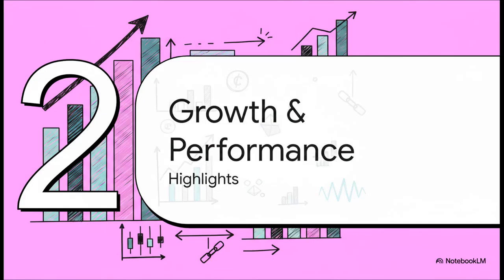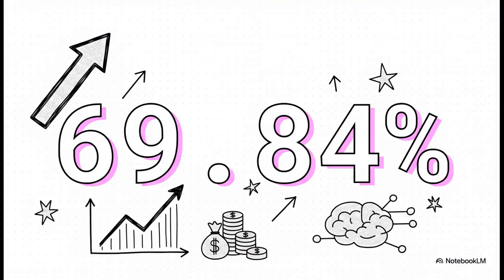Moving right along to Section 2, Growth and Performance Highlights. The big headline number we're tracking here is a total gain of 69.84%. Now, based on the account's capital structure, that translates to an impressive gross profit of over 17.4K in cents. The balance curve has steadily climbed from that initial 25,000 cent level all the way up to roughly 42,468 cents.